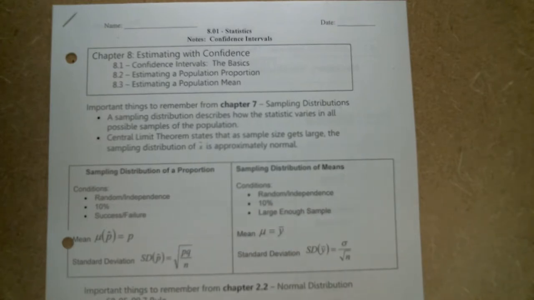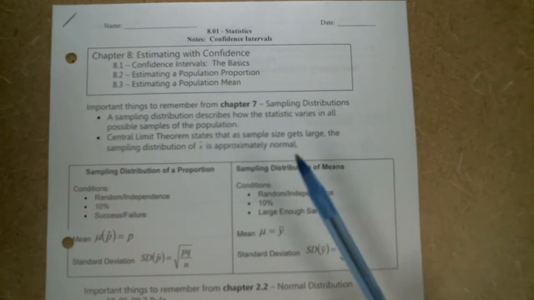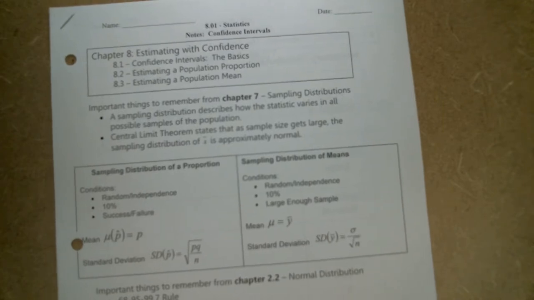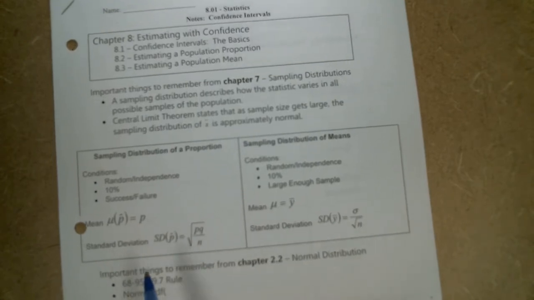All right, so a couple important things to remember from chapter 7, which was all of a day ago. Sampling distributions describe how the statistic varies in all possible samples of the population. And the central limit theorem states that as the sample size gets large, the sampling distribution of X bar is approximately normal. These are going to be important, in addition to what we learned last unit.